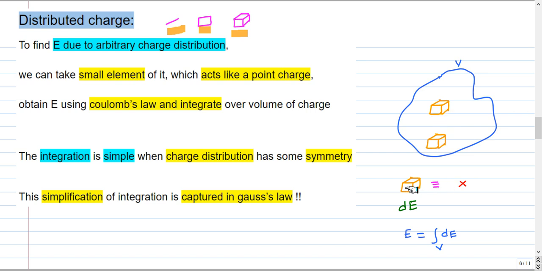Since this is an infinitesimal volume, it is equal to a point charge, and Coulomb's law gives the electric field due to a point charge. So we can find the electric field due to this element using Coulomb's law, and then we can integrate this electric field over the entire volume to get the electric field due to the entire volume charge distribution. This integration will be simple when the charge distribution has some symmetry, and this simplification of integration is captured in Gauss's law.